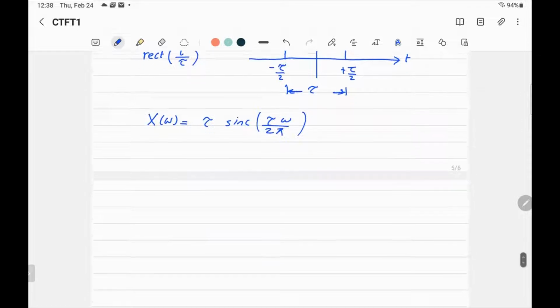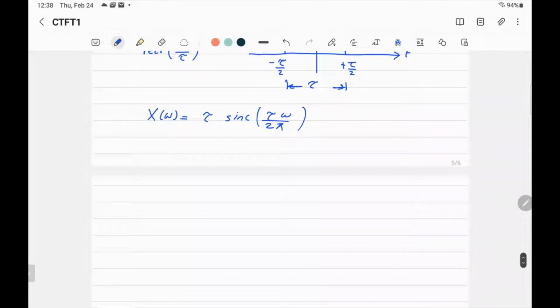So let's make it a little bit general. What is the sinc function? The sinc function is written like that, sinc of z, in general. That will be equal to sine of pi z divided by pi z. It's like a normalized sinusoidal wave. So that's the definition of sinc.